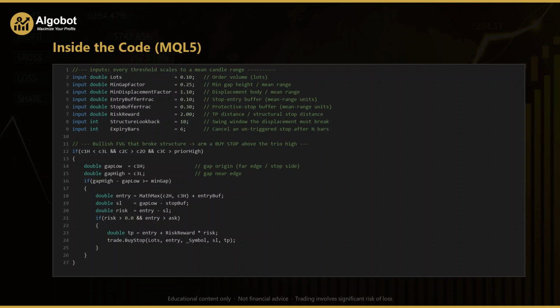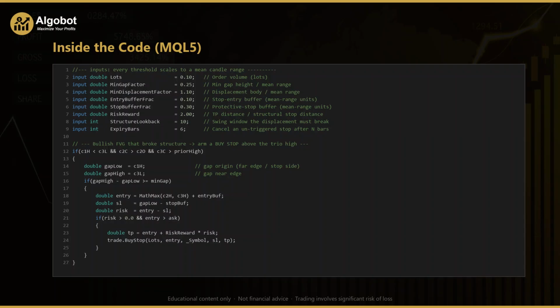The middle candle must close above its open, confirming it's bullish, and the newest candle's close must be above the prior swing high, confirming the structure break. If the gap is tall enough, the entry price is set just above the highest of the trio, the stop loss is placed below the gap origin, and risk is the distance between them.